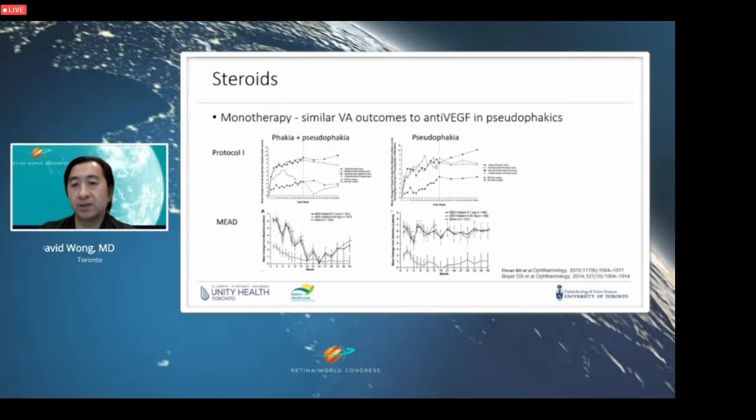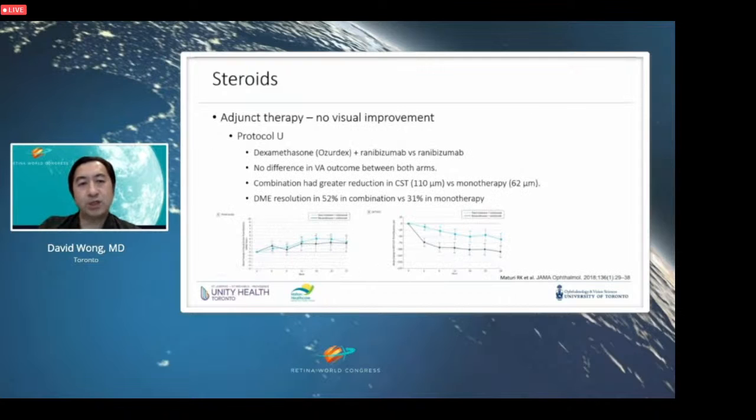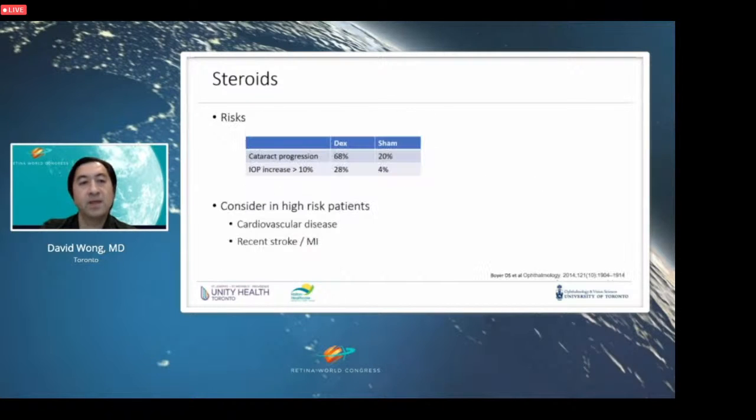the standard of anti-VEGFs. But as adjunct therapy, there's really no visual improvement, as shown in Protocol U, dexamethasone, Ozurdex plus ranibizumab versus ranibizumab alone. However, the Ozurdex or the steroid did have a better drying effect, but this did not translate to better visual outcomes. So the risks we do know are the cataract progression and intraocular pressure increase, which is quite significant, has to be dealt with, and this was seen in all the trials.